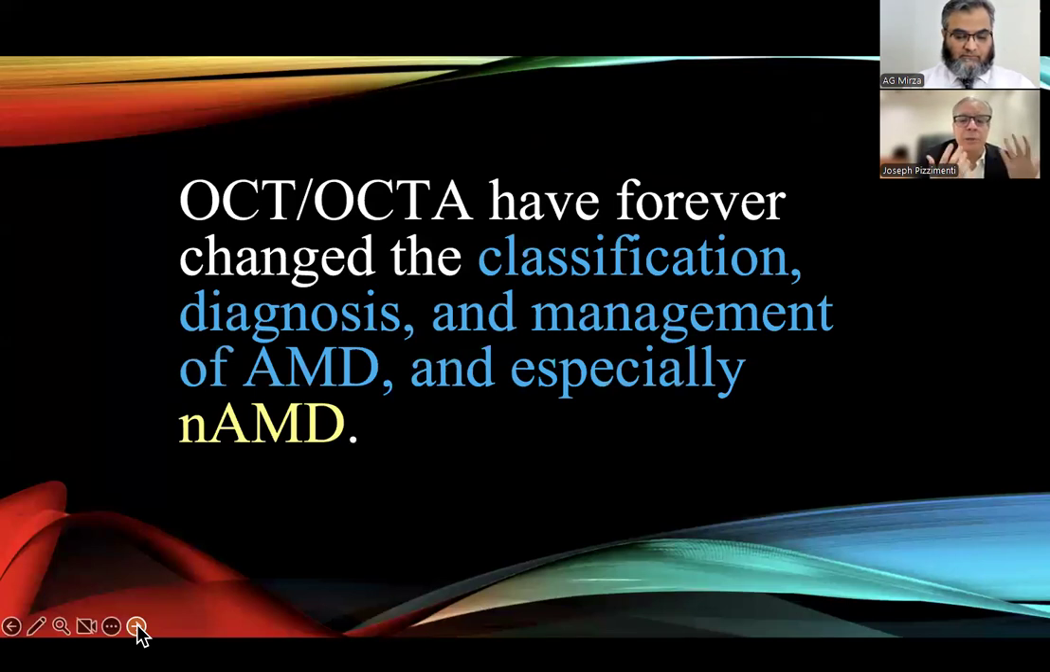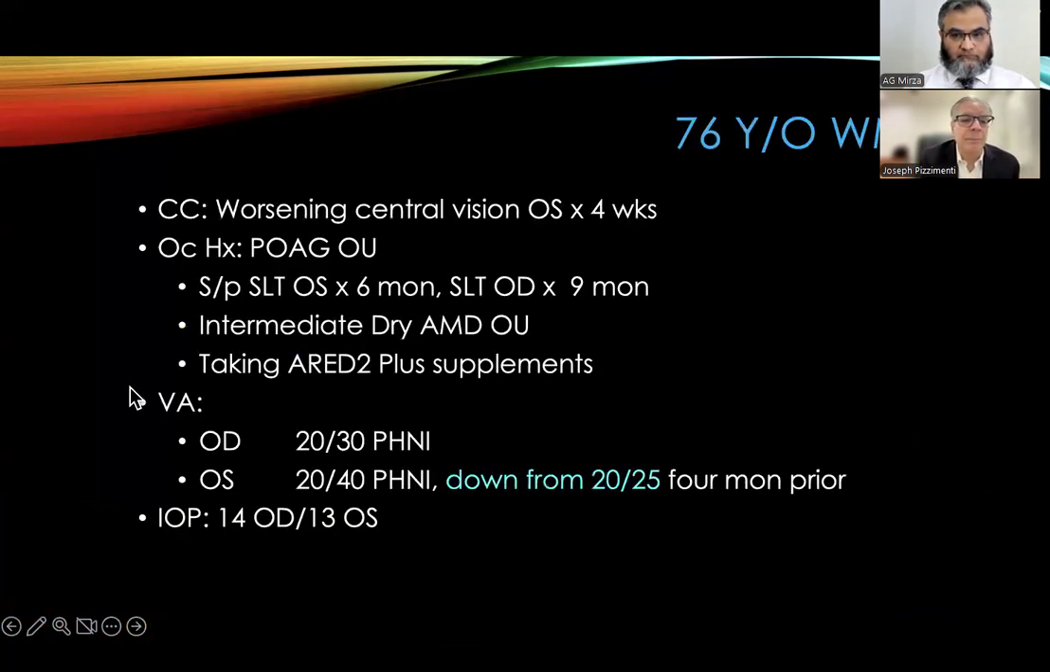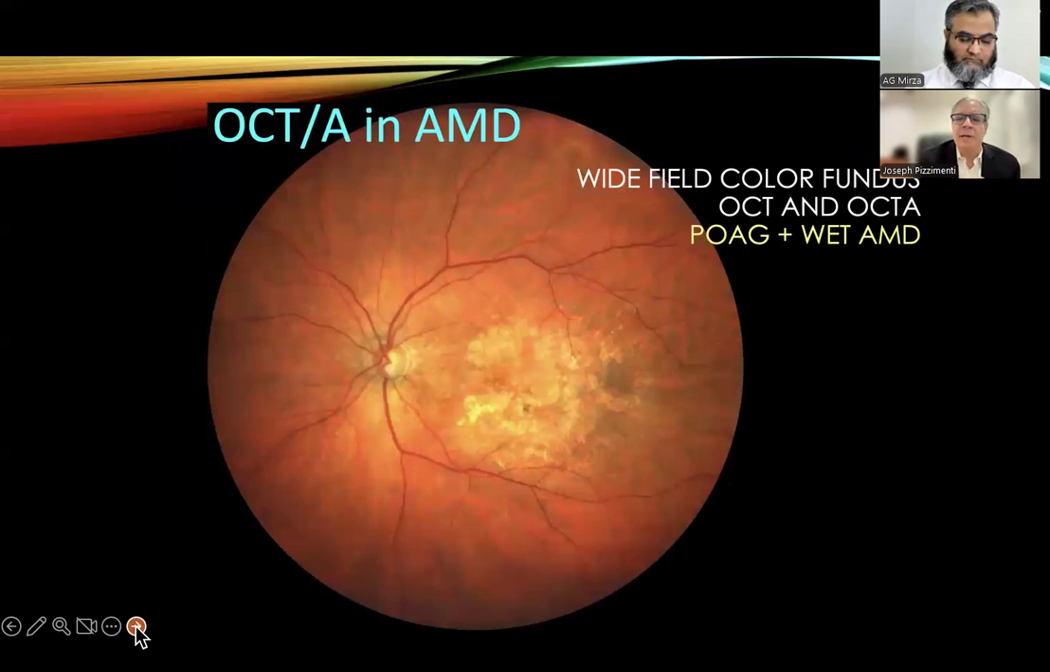Of course, OCT and OCTA have forever changed the classification, the diagnosis, and management of age-related macular degeneration, especially the neovascular form of AMD. So we can look at this case of a 76-year-old patient, also has glaucoma, and we have been following this patient fairly frequently for intermediate dry AMD. But on this particular visit, the acuity in the left eye has reduced from 20/25 to 20/40, and the patient has been complaining of a worsening of the central vision.